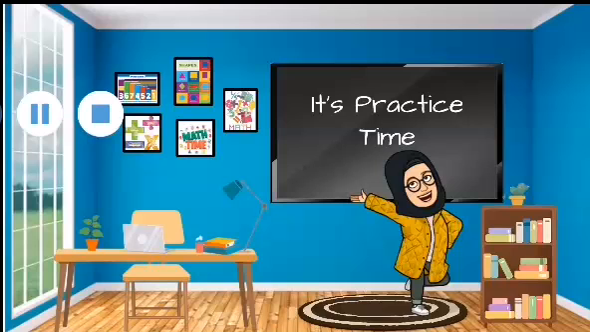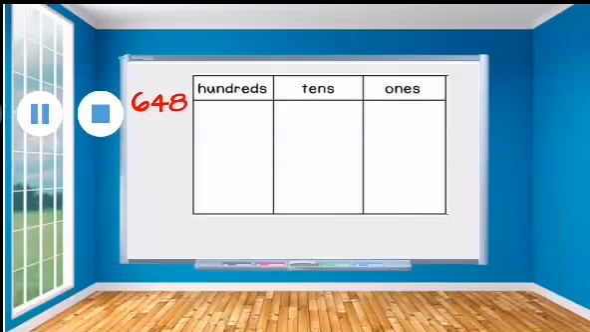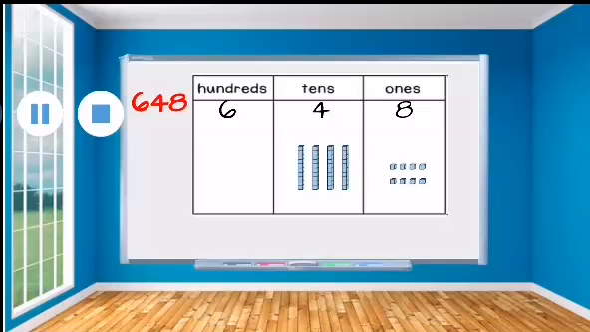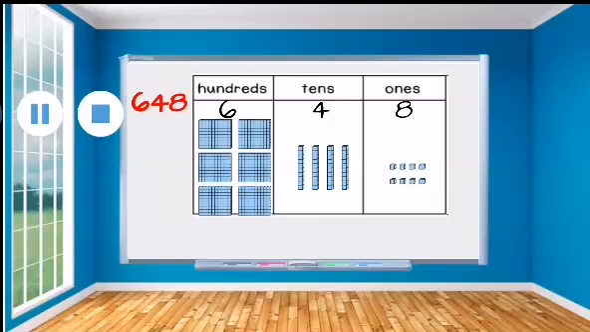Now, it's practice time. Let's practice writing expanded form. So here we have 648. We are going to place what in the ones place? 8 ones. Yes, we have 8 ones. 8 in the ones place, 4 in the tens, and 6 in the hundreds place. We are going to use the models. So we have 8 ones, 4 tens, and 6 hundreds.